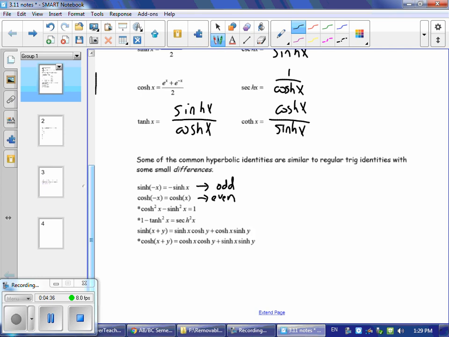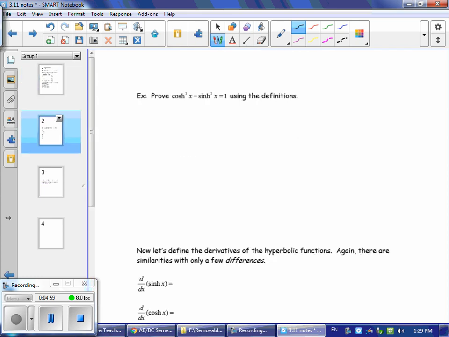You have your sum and difference identities. The sine one is exactly the same as the regular sine of multiple angles added together. The cosh is a little bit different because it's also plus. In the regular one, it's the opposite sign. So just some identities you can have there. Not like we're going to do too much with that.